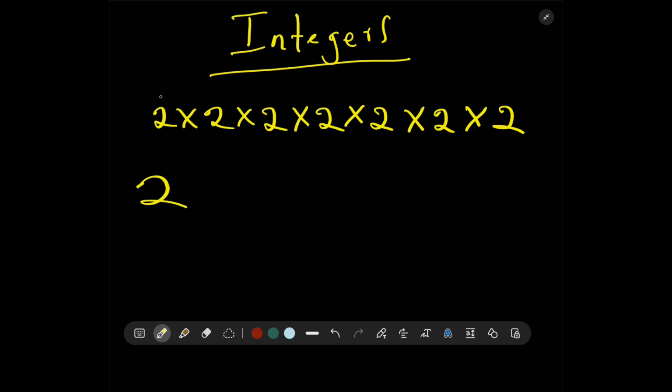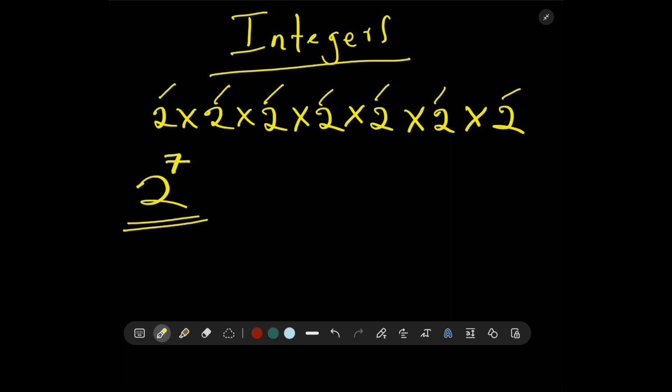So let's count the number of times. 1, 2, 3, 4, 5, 6, 7. So 2 repeated itself 7 times. We're going to put 7 right here. And that is how you write exponent in math form.